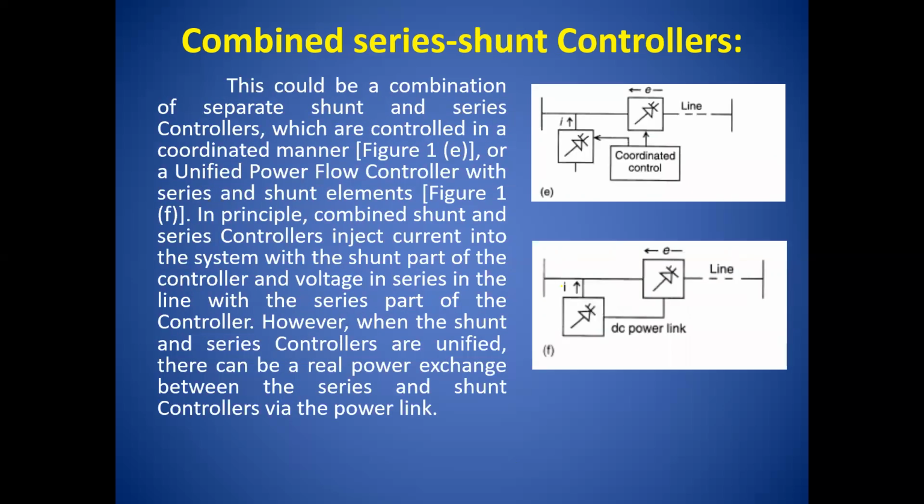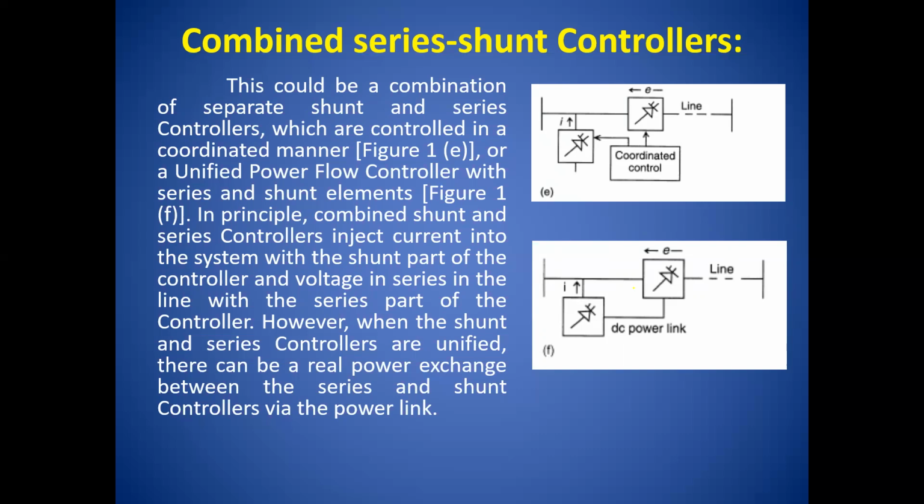Similar to the combined series controller, there is a combination of series and shunt controller. It may be controlled independently. So here the independent control is there: the shunt controller is working independently and the series controller is working independently, or they may be coordinately controlled for a fruitful result of the transmission line. So it may be a series controller, it may be a shunt controller, or it may be the combination of shunt and series. So there are different types of shunt and series controllers.